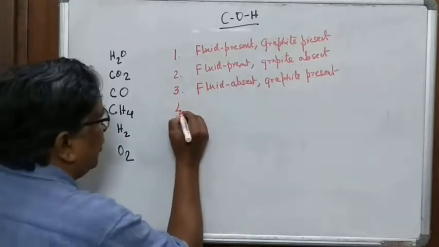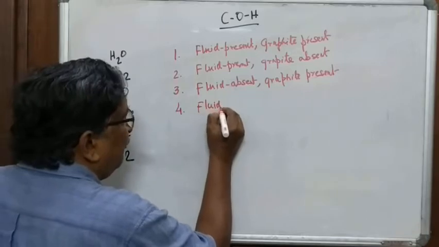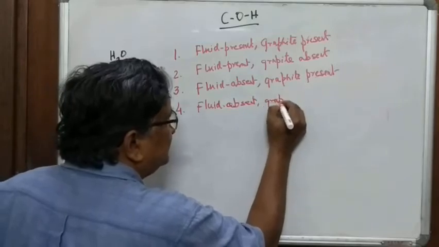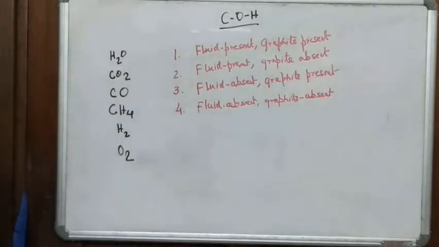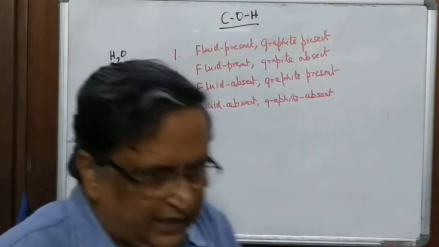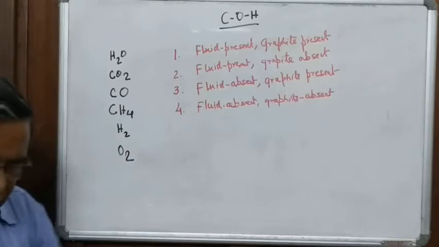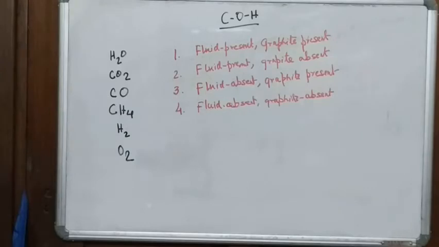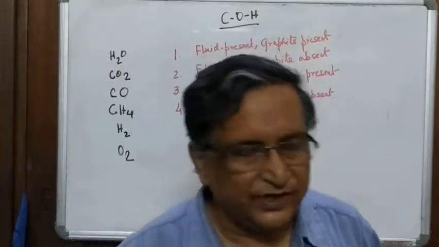Or you can have case 4, which appears very funny. Fluid absent, graphite absent. This looks funny. You have a COH system, there is no fluid, and there is no graphite. Strange, isn't it? But it can be dealt very easily. In fact, this is the easiest. But we need to address this situation.